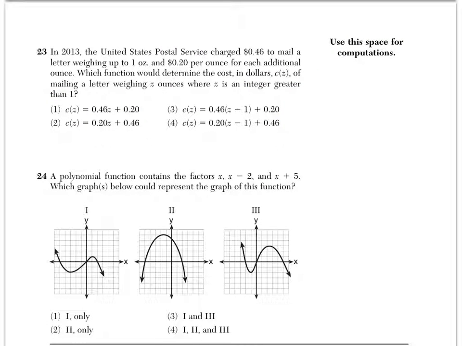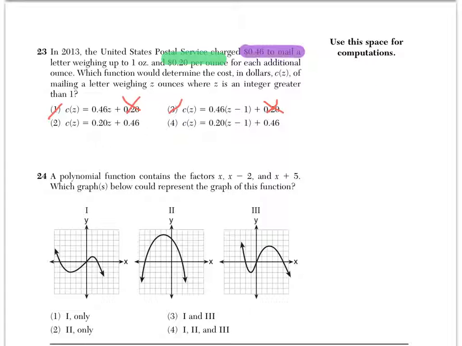Question number 23 is pretty tricky, but we can at least narrow it down to 2 answer choices, and we'll talk about why we have to pick answer choice 4 and not answer choice 2. So first of all, we notice that it is a flat rate of 46 cents. So immediately I'm going to get rid of 1 and 2 because it doesn't show that constant of 46 cents. But it does say that it's 20 cents per ounce.